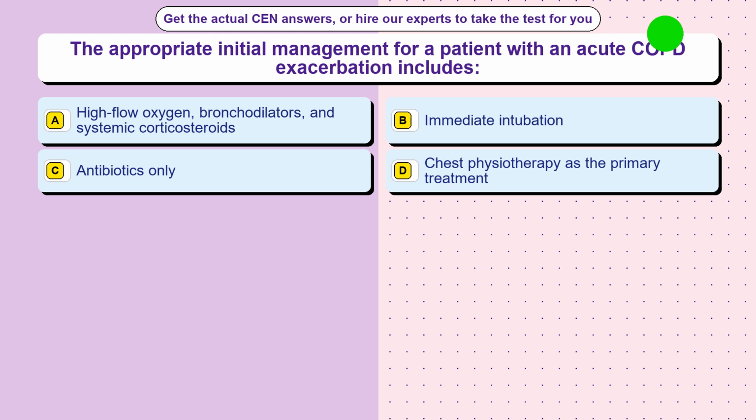Question 41. The appropriate initial management for a patient with an acute COPD exacerbation includes Option A, high-flow oxygen, bronchodilators, and systemic corticosteroids. Option B, immediate intubation. Option C, antibiotics only. Option D, chest physiotherapy as the primary treatment.